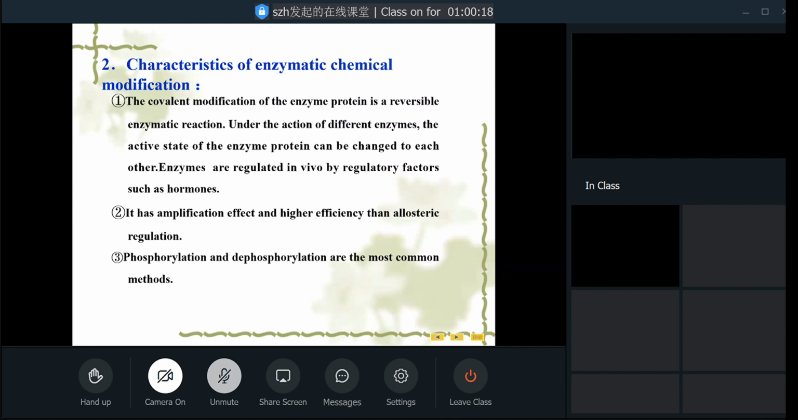What are the characteristics of chemical modification? The covalent modification of an enzyme's protein is a reversible enzymatic reaction. Under the action of different enzymes, the active state of the enzyme's protein can be changed from one to another. Enzymes are regulated in vivo by regulatory factors such as hormones. It also has an amplification effect, with higher efficiency than allosteric regulation.